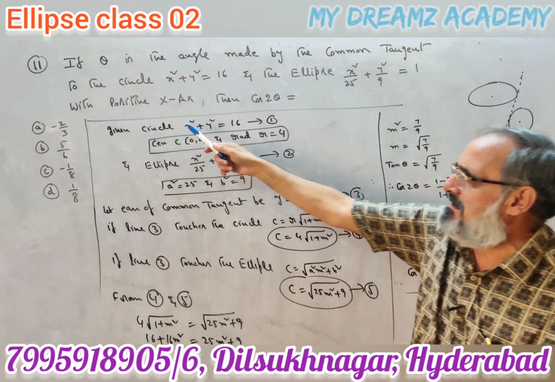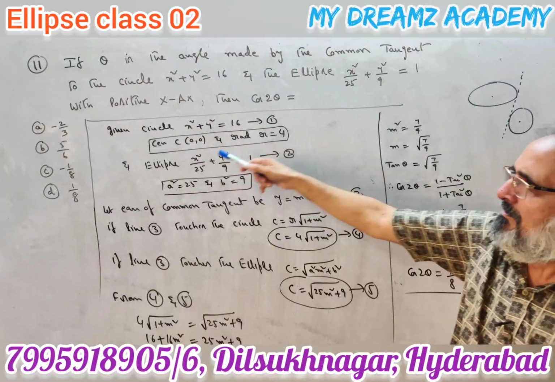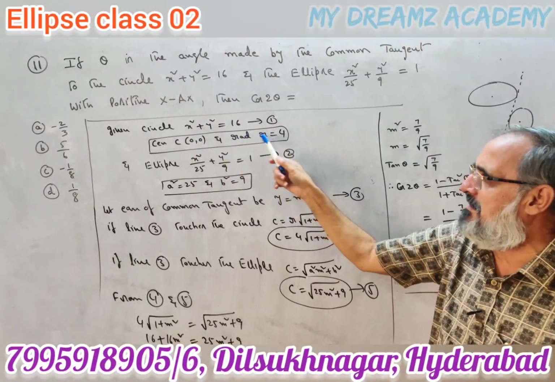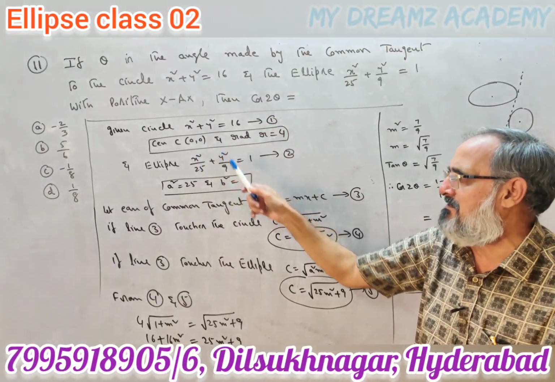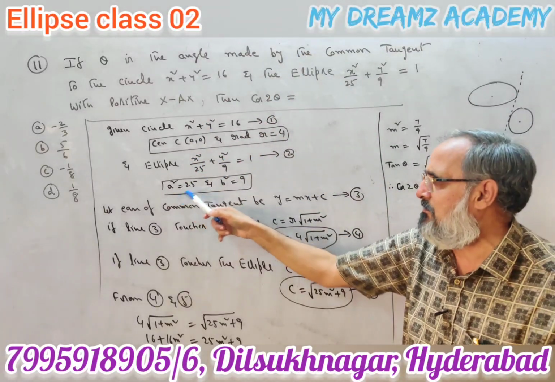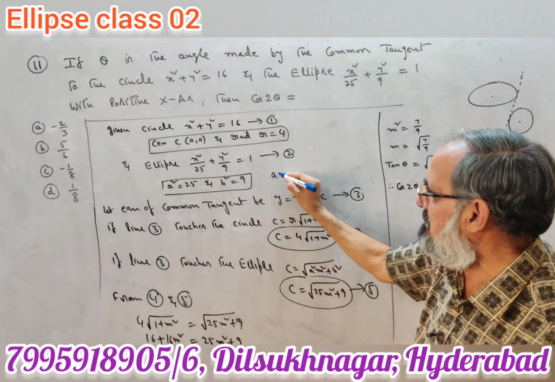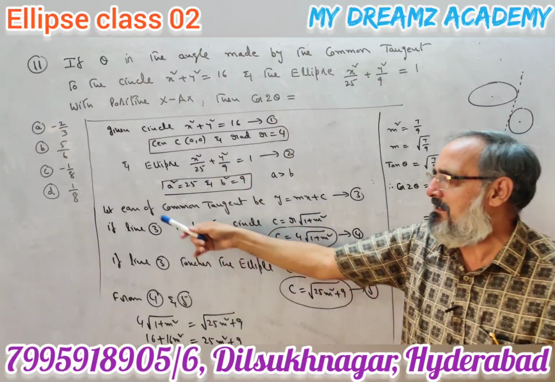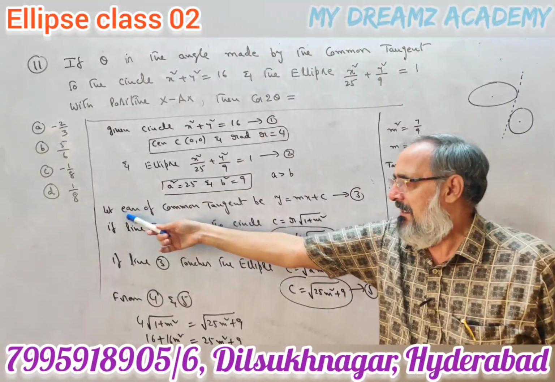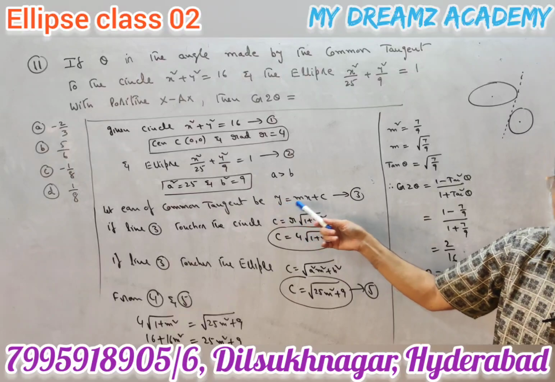First write the given circle, x square plus y square equal to 16. From that the center is 0, 0 and the radius is 4 units. Similarly, the given standard ellipse is x square by 25 plus y square by 9 equal to 1. A square is 25 and b square is 9. Always remember, a is greater than b. Now a common tangent equation is our requirement. Let the equation of the common tangent be y equal to mx plus c.